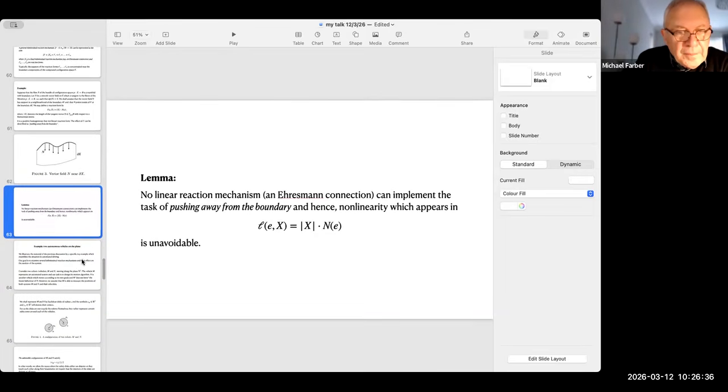Anyway, let's go on. Yeah, so this lemma is important. I just want to state it: no linear reaction mechanism can implement the task of pushing away from the boundary, and hence non-linearity, which appears here, is unavoidable.